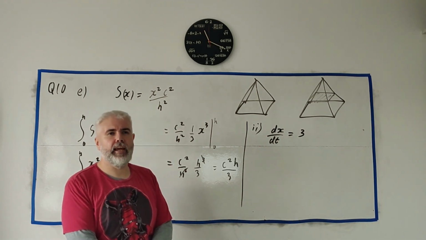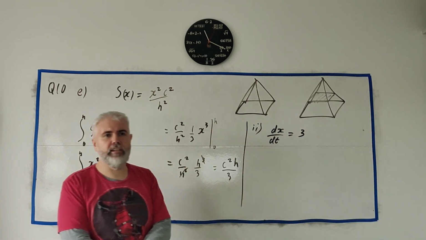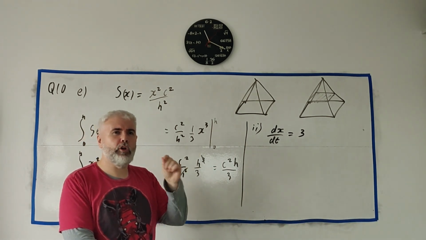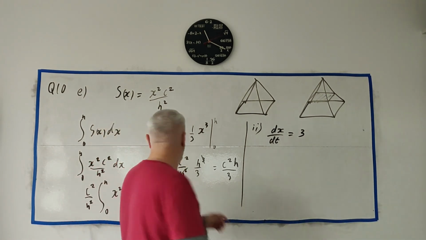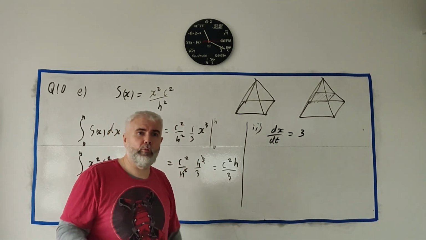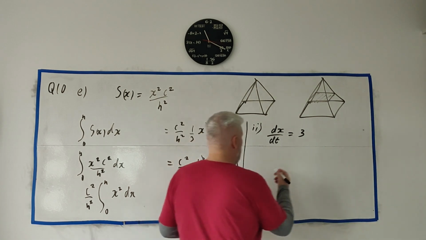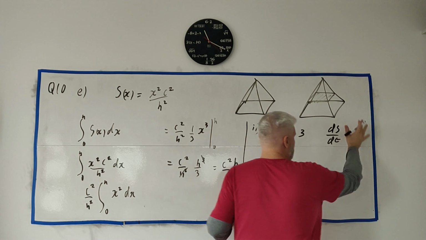The next line is, they tell us that causes S of x to change. Fine. They tell us what we're looking for. We're trying to find the rate of change of S of x. And when they say rate of change, they say with respect to time. So what we're looking for is dS/dt. That's what we're looking for.